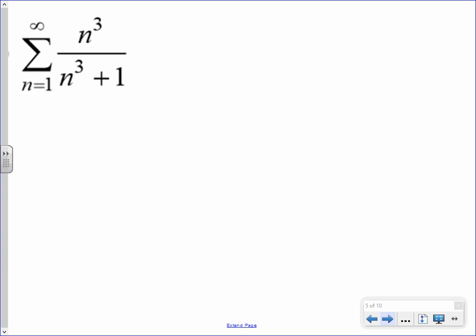Okay. Thoughts? Divergence. If we do the nth term test, what's the limit?